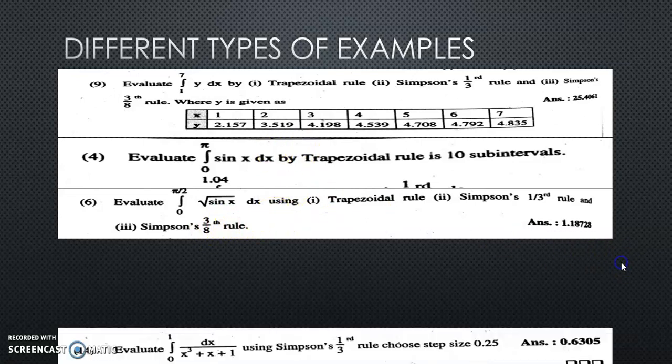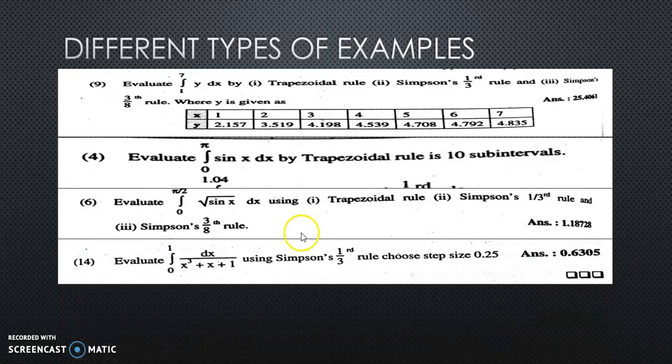Okay. Now the next example. Again, limits are given, the function is given, the function is 1 upon x cube plus x plus 1. Here you are going to use Simpson's 1/3 rule. What is given here? Choose the step size as 0.25.